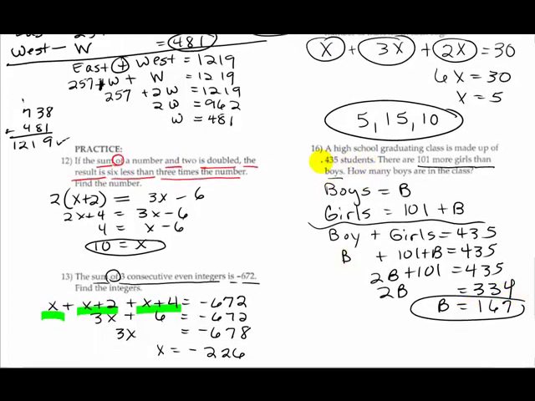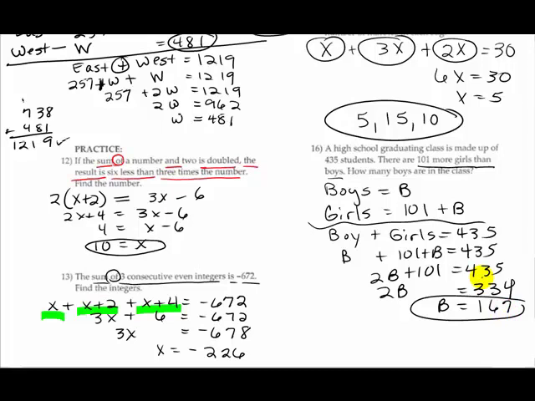In number 16, they're comparing the girls to the boys. So there are more girls than boys. So the boys get our letter, and then the girls, the comparison is there's 101 more of them, more than the boys. Add the boys and girls together, and then all they ask for is the boys.